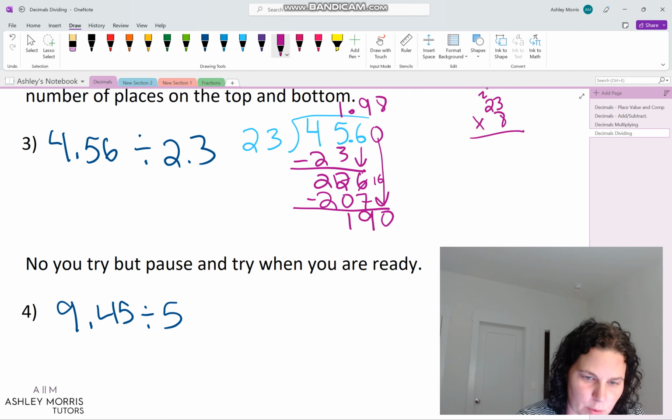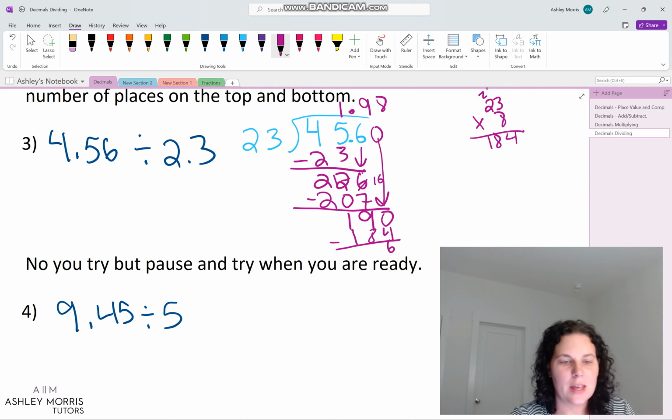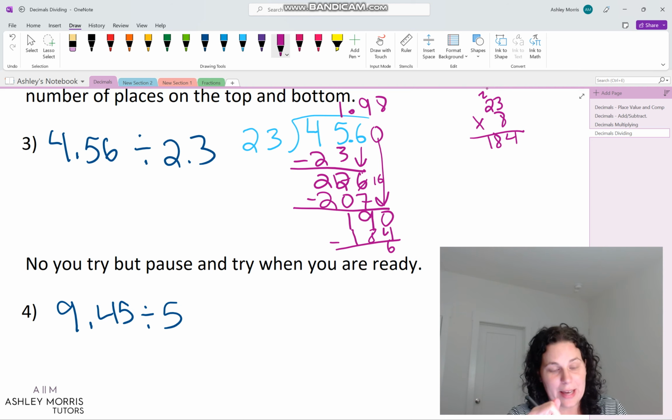8 times 3 is 24. 16, 17, 18. It's 184 and you'd have 6 left over. And you would add a 0, bring that down, and keep going if you need more decimals. I'm good with you stopping at 2.